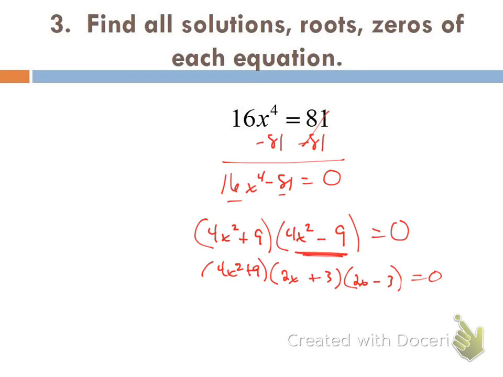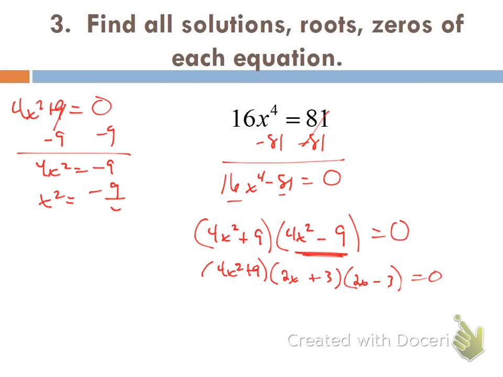Now we've got three factors. We want to set all three of these guys equal to 0 to find all four of our solutions, hopefully four of our solutions, right? So we can use the square root method for this first guy, subtract 9 from both sides, divide both sides by 4. So we get x squared equals negative 9 over 4.